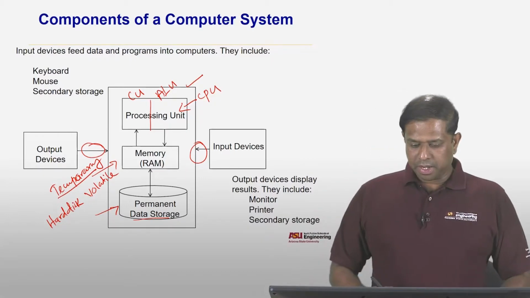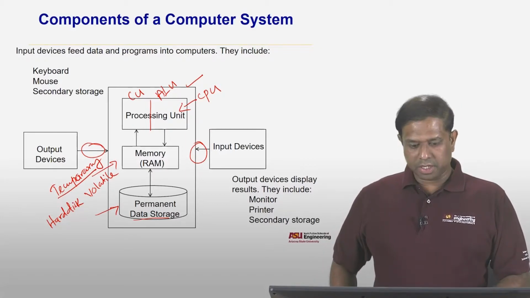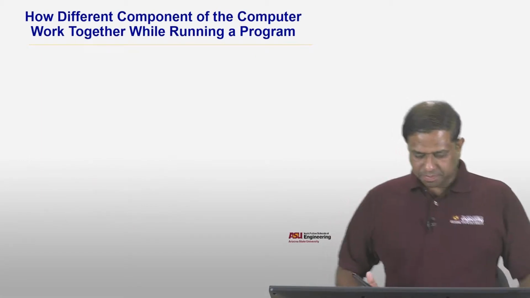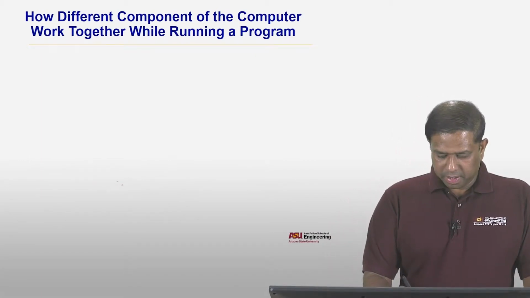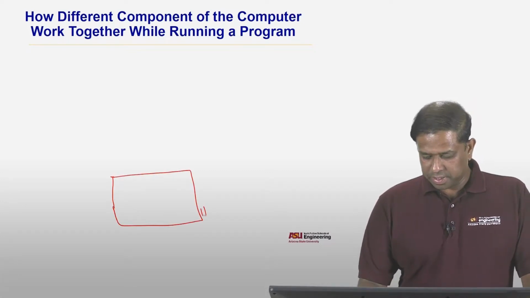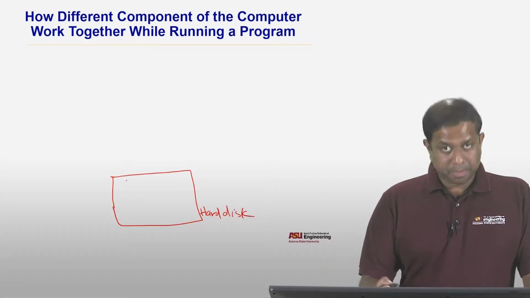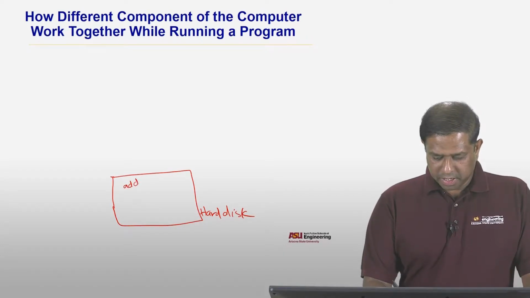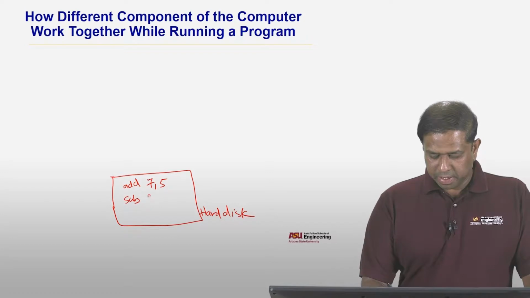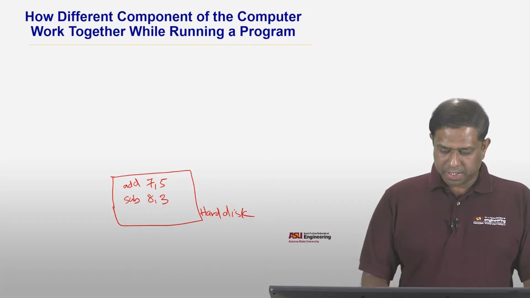Now let's take a simple scenario and get into a little bit more elaborated detail about how this whole process works, right? So suppose we have a program stored in the computer hard disk. All right, so this is the computer hard disk. Say our program is a pretty simple program that has two instructions: add 7, 5, so adding two data items, and then the second instruction is sub 8 3, which means subtract 3 from 8. So suppose this is our program.